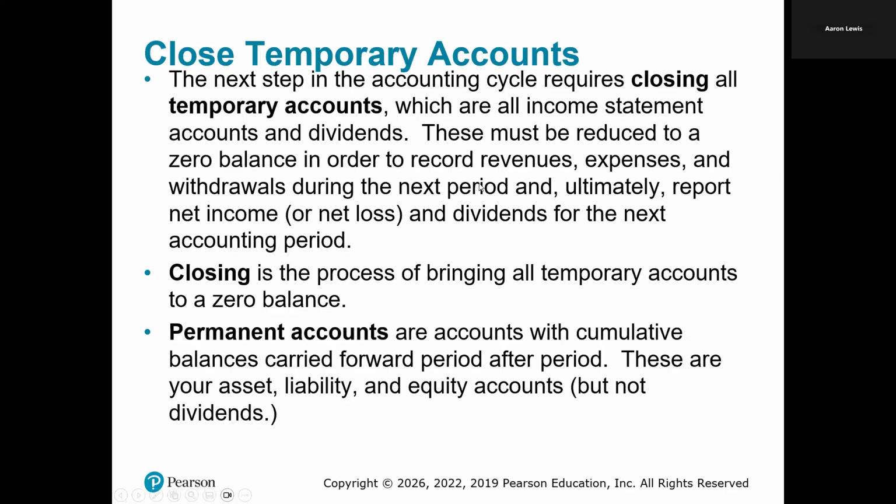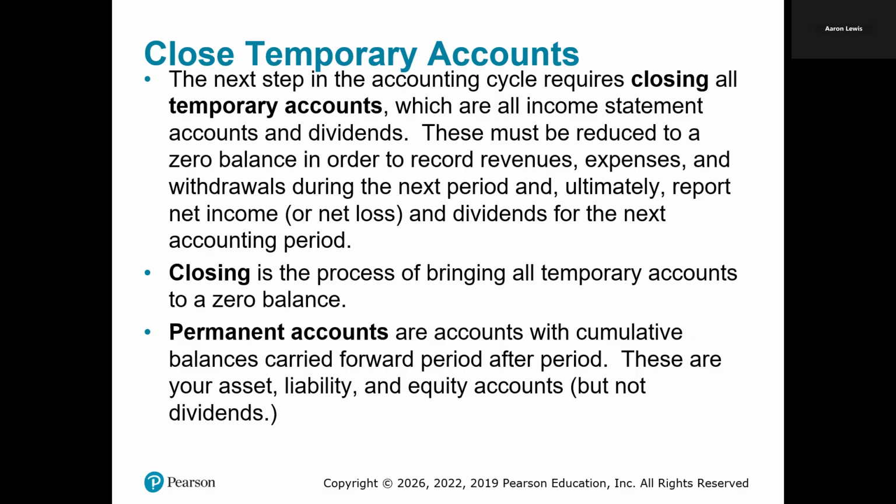Your temporary accounts are what I call your tracking accounts. They're all the accounts that end up on your income statement and the dividends that you paid during the period. So for account types, they are your revenues, your expenses, and any withdrawal or dividend accounts that you had. All of these that contributed to your company's net income, or hopefully not, net loss during the period, need to be reduced down to zero. They're tracking accounts.